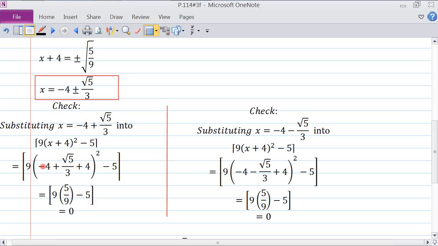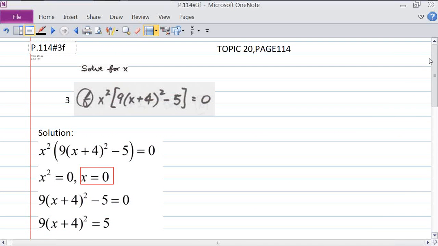So again, the minus 4 and the plus 4 sum to 0. This squared gives us this. The 9's cancel, and I have 5 minus 5 equals 0. If I do the same thing over here with minus 4 minus root 5 over 3 instead of the plus, the only difference is we still have the minus 4 and we still have the plus 4. This is minus root 5 over 3 instead of plus root 5 over 3 because of the minus here. But when we square that, we still get 5/9, so the answer comes out the same.